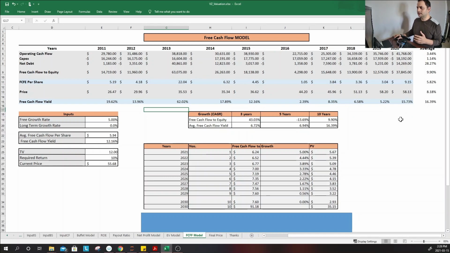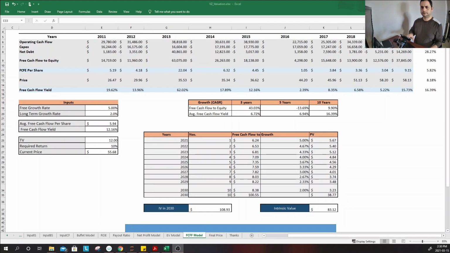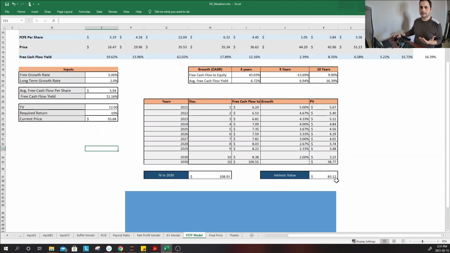Just being a bit conservative, and then just gradually decline it for the long term, to be a bit conservative, to the 2%. Then my price is $83, right? So usually with the free cash flow, very conservative, you get the lower price, but here we're getting the higher price because of the very high free cash flow yield. And in 2030, we're getting the price of $108, right? So that's why it's good to always use 2-3 models and then try to weight them equally.